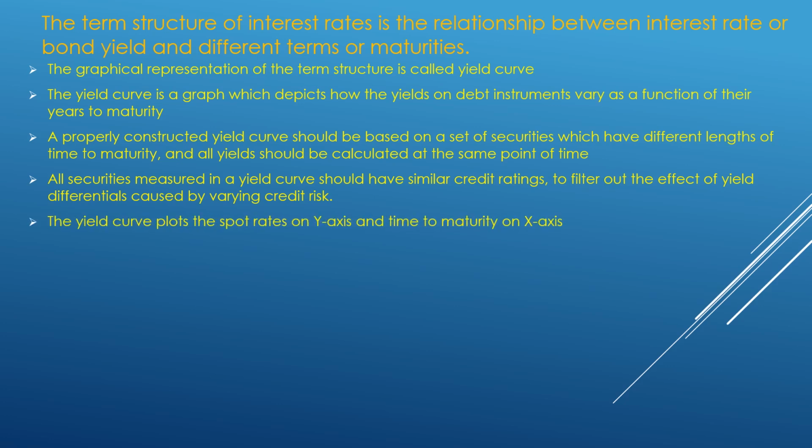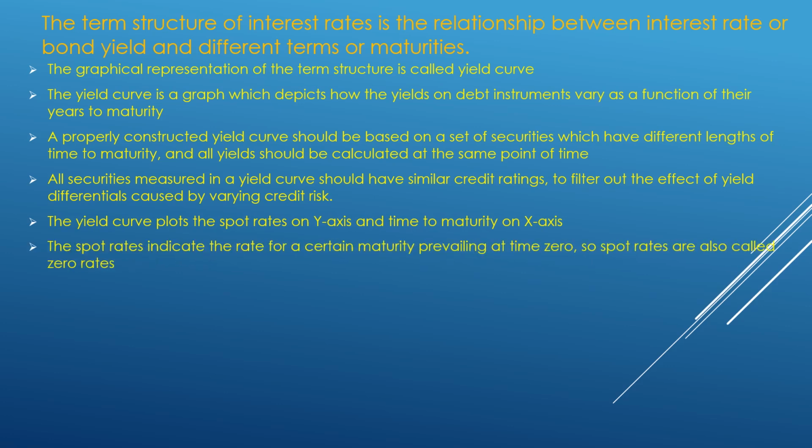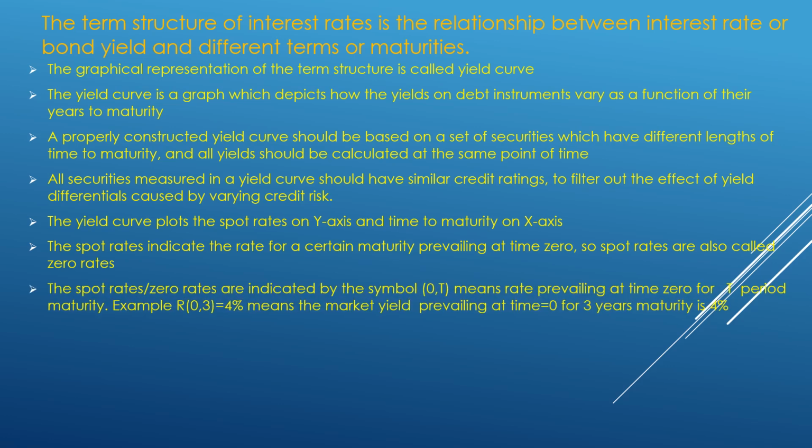The yield curve plots the spot rates on the y-axis and the time to maturity on the x-axis. The spot rates indicate the rate for a certain maturity prevailing at time zero. So spot rates are also called zero rates. The spot rates or zero rates are indicated by the symbol R0t, meaning the rate prevailing at time 0 for t period maturity. Example: R03 equal to 4% means the market yield prevailing at time 0 for 3 years maturity is 4%.